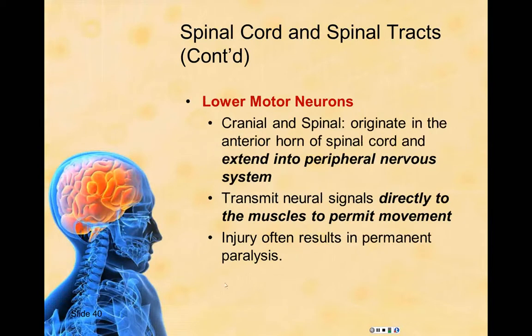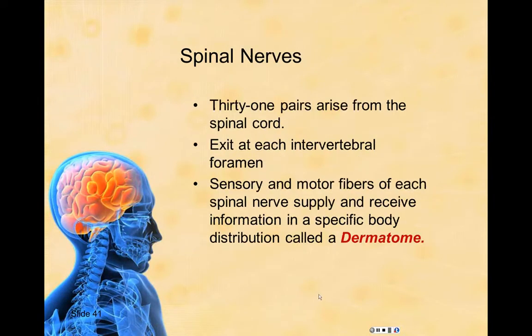Lower motor neurons, they're cranial and spinal, originate in the anterior horn of the spinal cord and extend into the peripheral nervous system. They transmit neural signals directly to the muscles to permit movement. Injury of this area of lower motor neurons results often in permanent paralysis. So there are 31 pairs of spinal nerves that arise from the spinal cord, and each one exits at a different area of the intervertebral foramen.